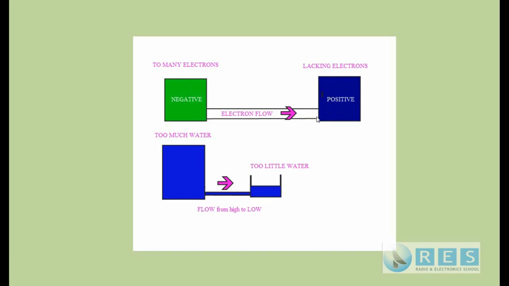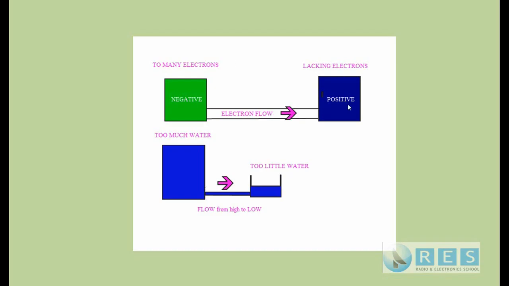The flow of electrons between the two is called current. And the opposition to that flow by the atoms in the metal is called resistance. Voltage is measured in volts, current is measured in amps or amperes, and resistance is measured in ohms.